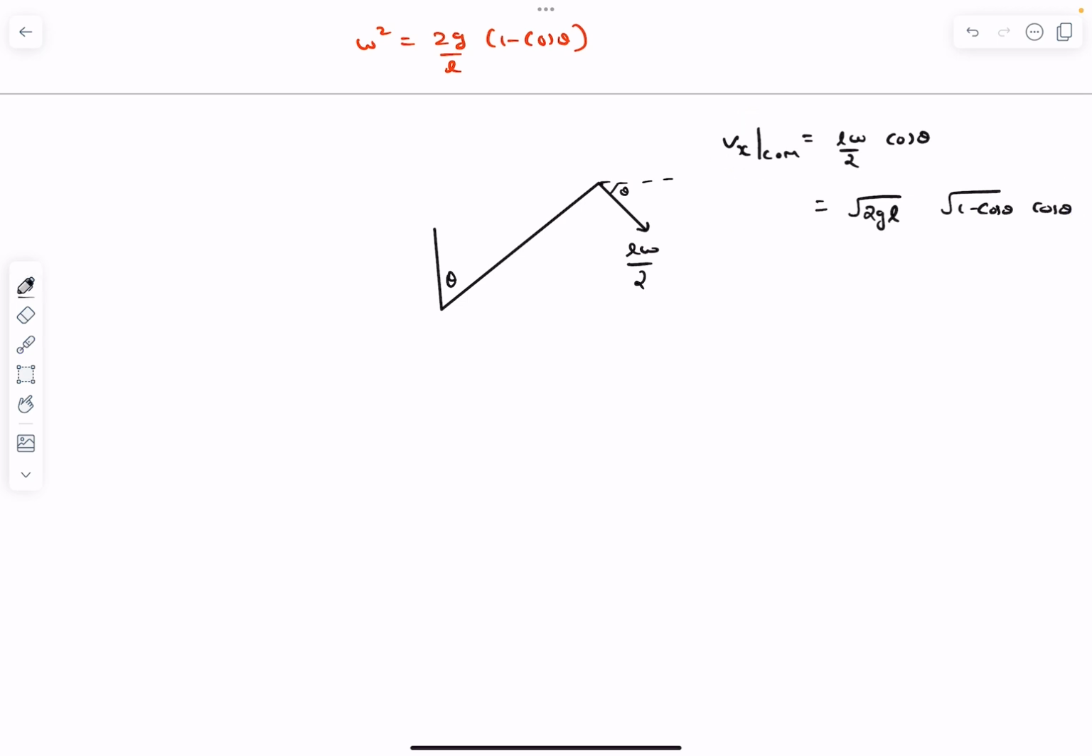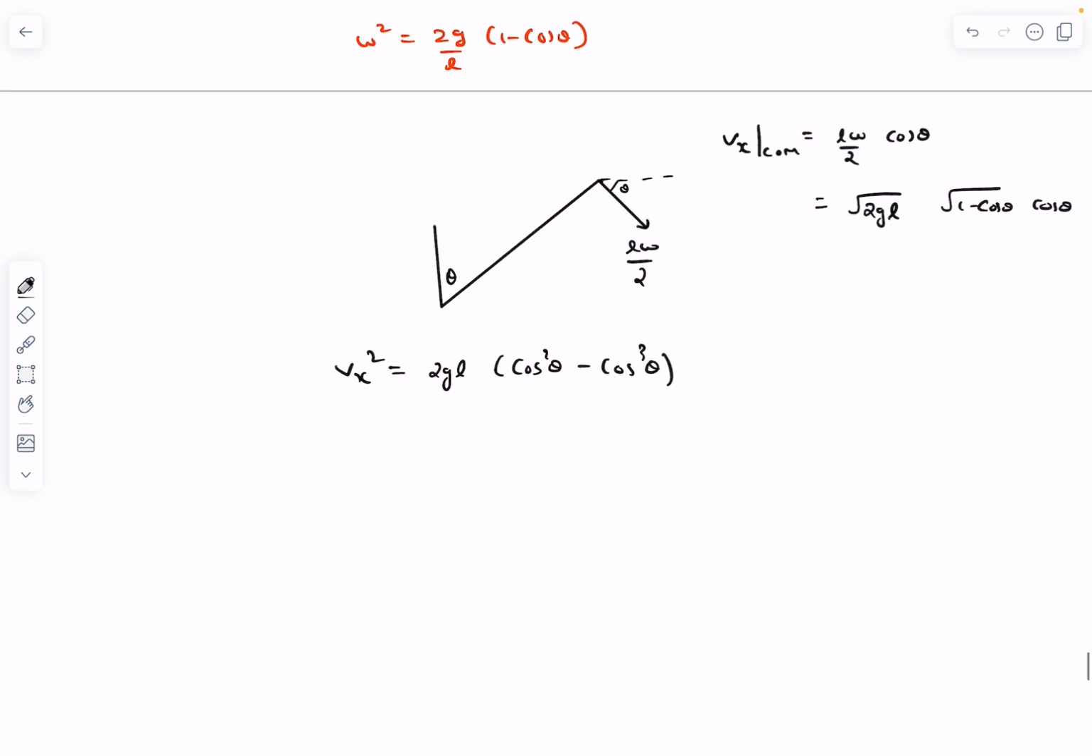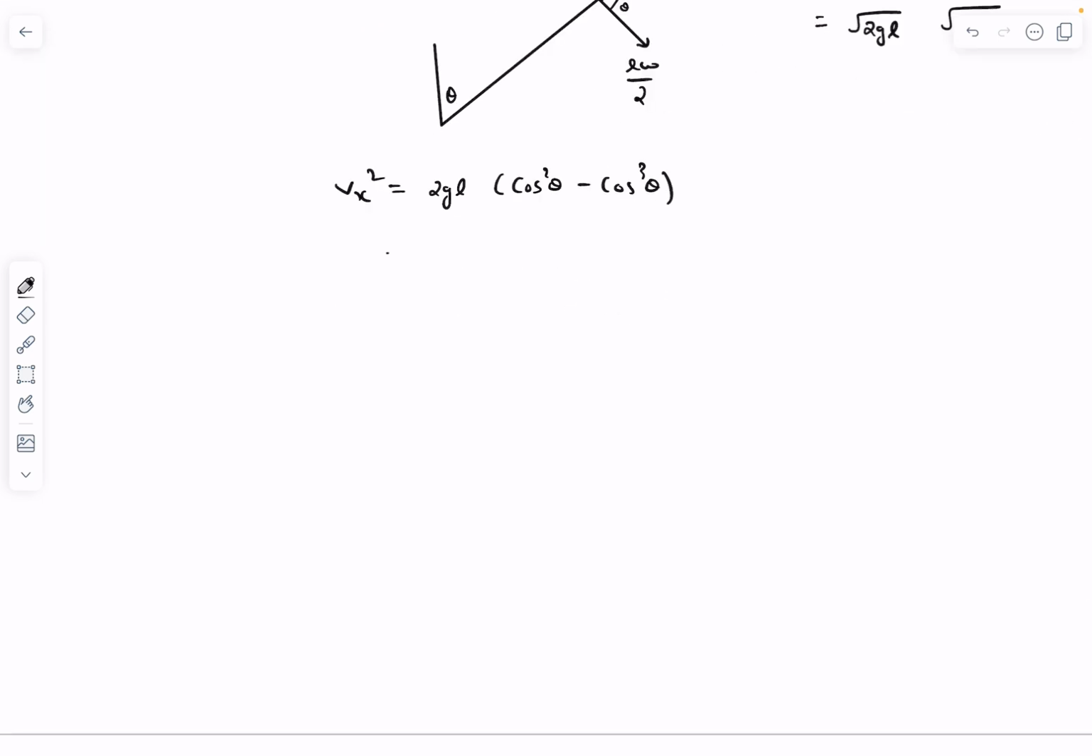So now we can just differentiate it with respect to time, or we can even differentiate it with respect to theta, because at the end we'll have to set it equal to 0, right? So we'll just do dVx by d theta and set it equal to 0. Okay. So now instead of maximizing Vx, we can just maximize Vx squared so that our differentiation would be simpler. So this would be 2gl times (cos squared theta minus cos cubed theta), right? Okay, so now we can just differentiate it with respect to theta and set it equal to 0.